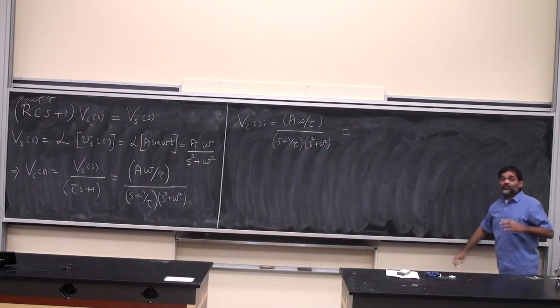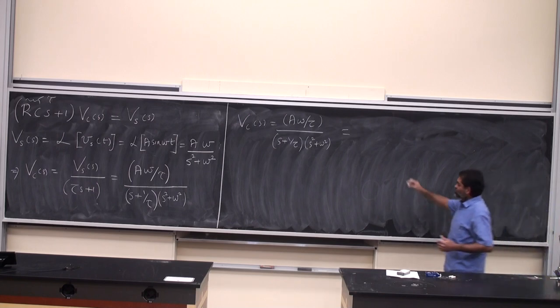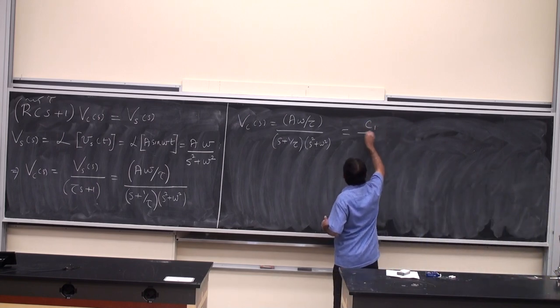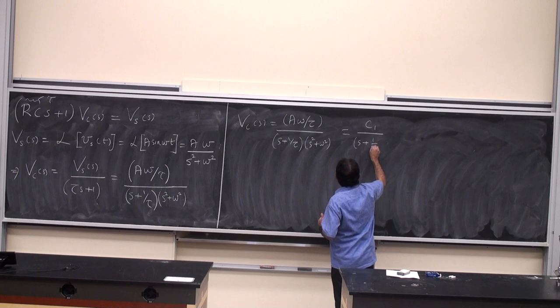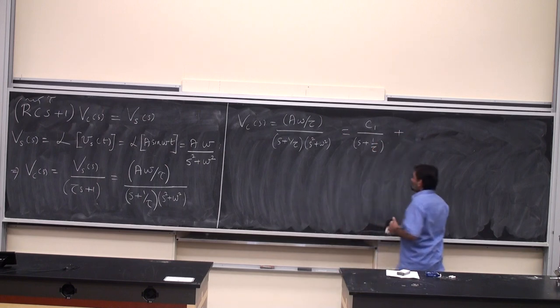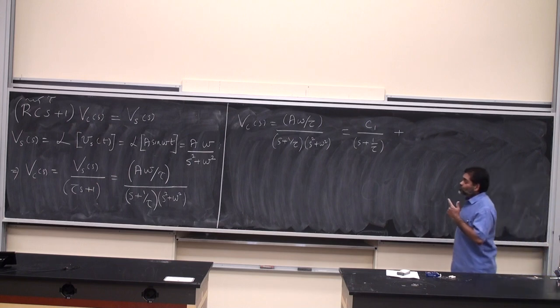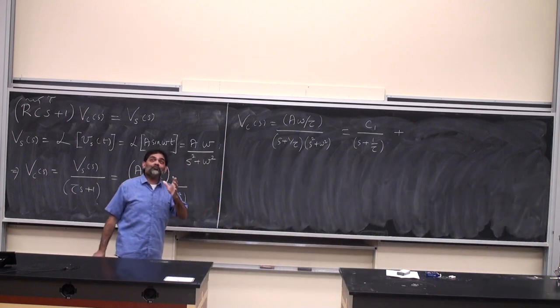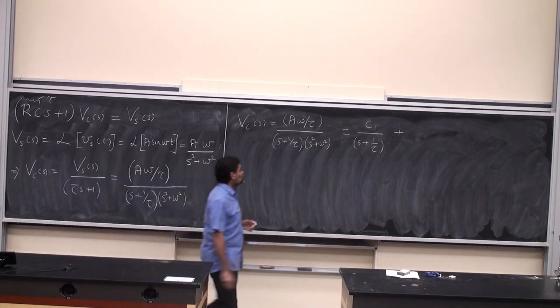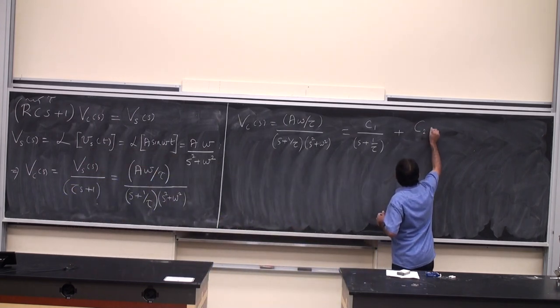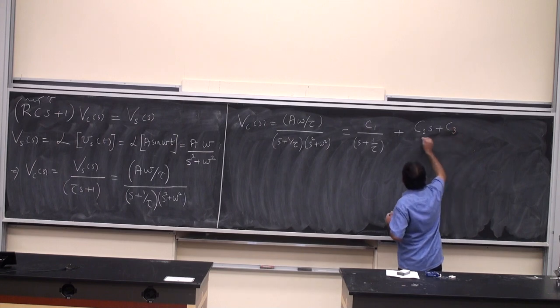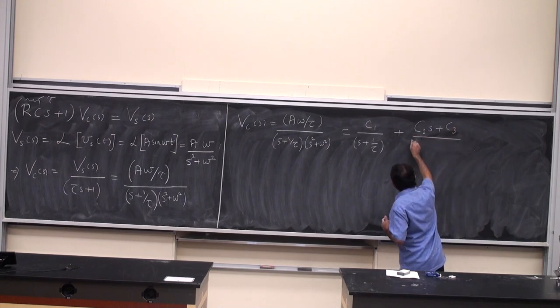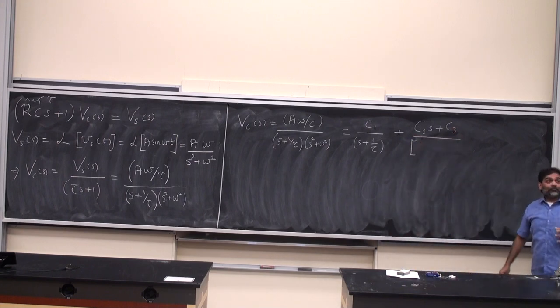Do the partial fraction decomposition. This is C1 by S plus 1 by tau, plus something over S square plus omega square. You have a sinusoidal input, you expect a sinusoidal output, so you're going to have the combination of C2 S plus C3. But if you want, you can write it in the form that you know it.